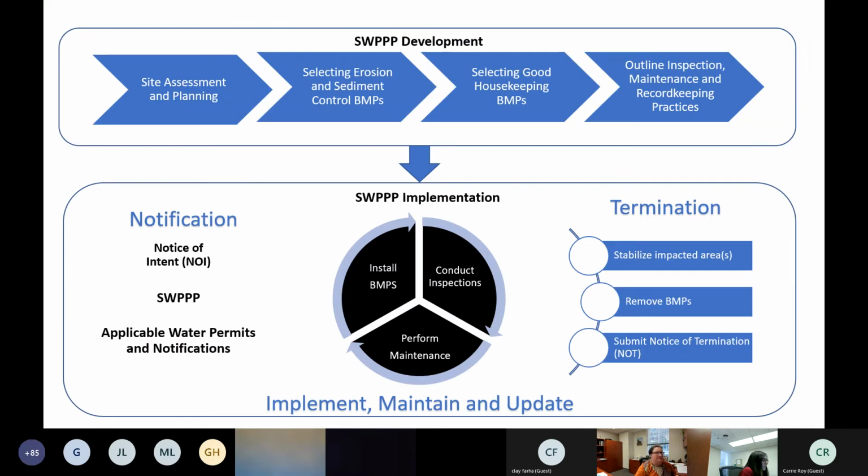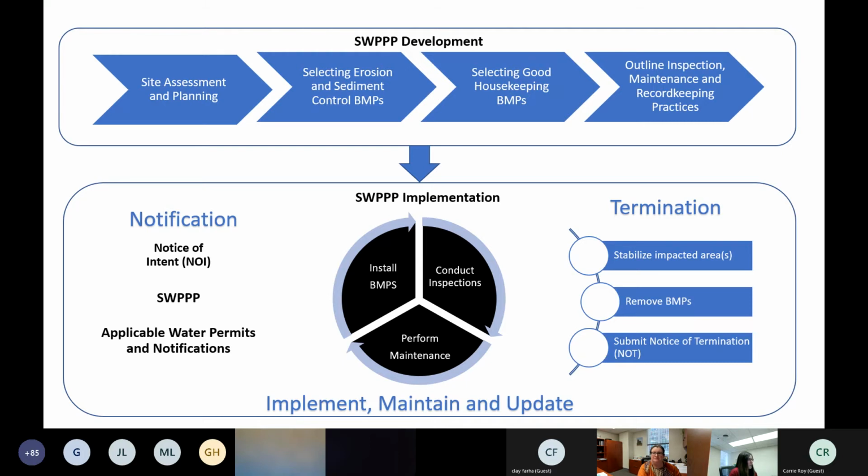water source. So today we've talked about a number of key steps that we go through to develop and implement a SWPPP. We talked about site assessment and planning, selecting erosion and sediment control best management practices, selecting good housekeeping BMPs, and also we talked about outlining your inspection, maintenance, and record keeping practices that you plan to utilize throughout the life of your permit.